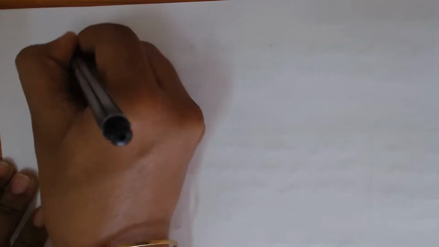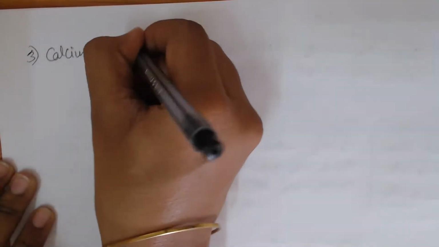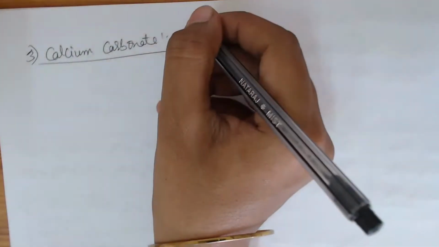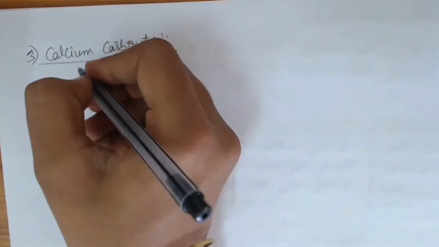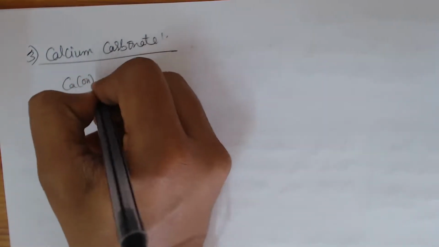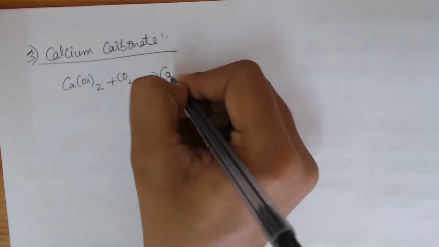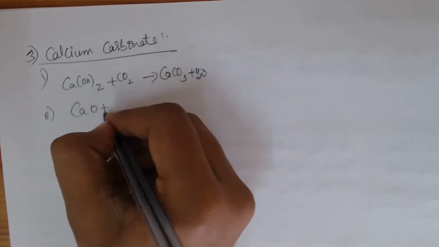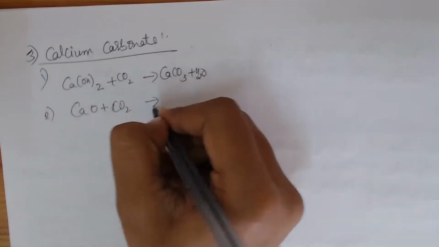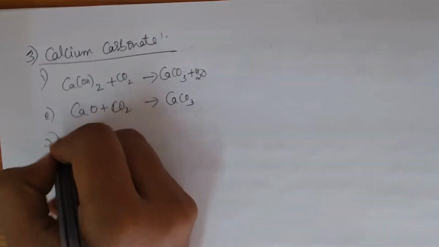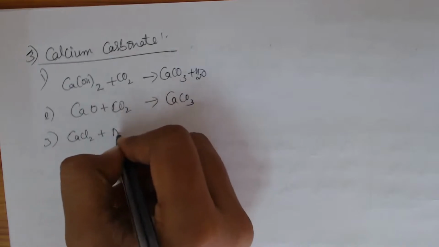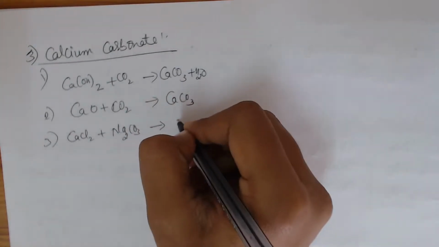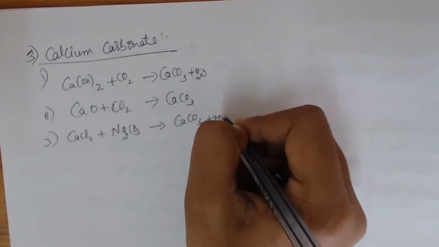Okay, the next one is calcium carbonate. So students, what is calcium carbonate, and how is it prepared? Ca(OH)2, if it reacts with CO2, forms CaCO3 plus H2O. This is one method. Second, quicklime is treated with CO2 to form CaCO3. Another is CaCl2 treated with Na2CO3, washing soda, forming CaCO3 plus 2NaCl.